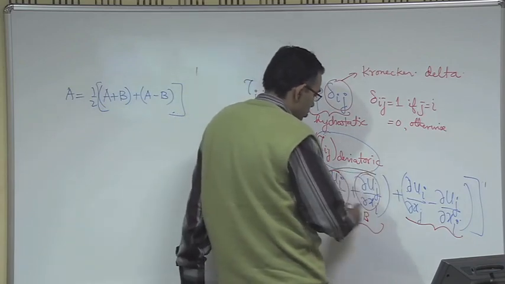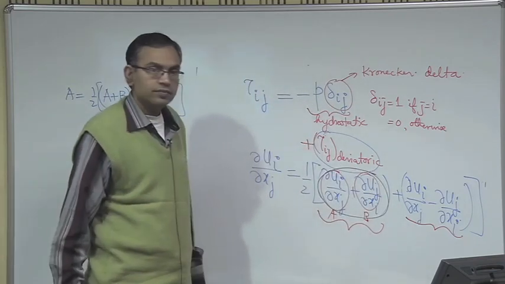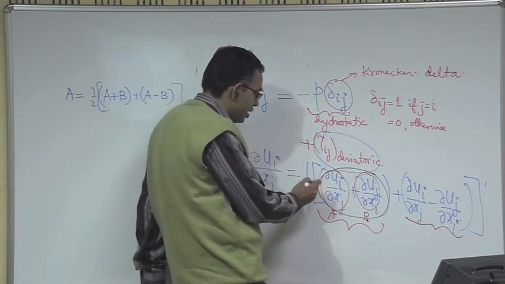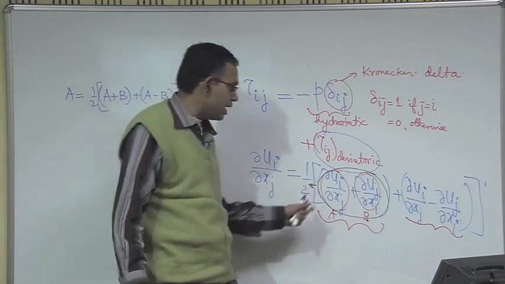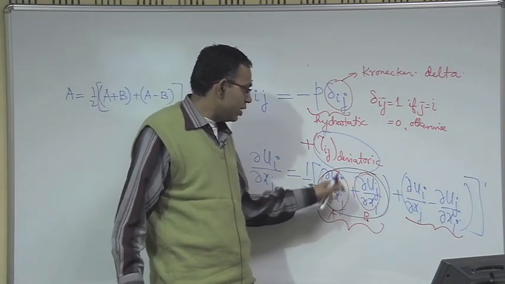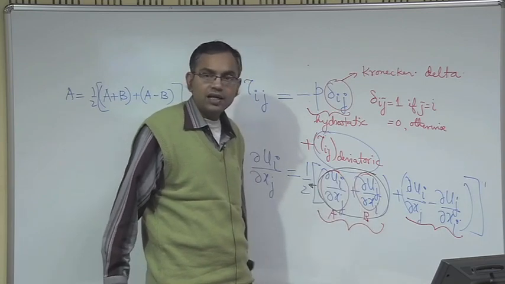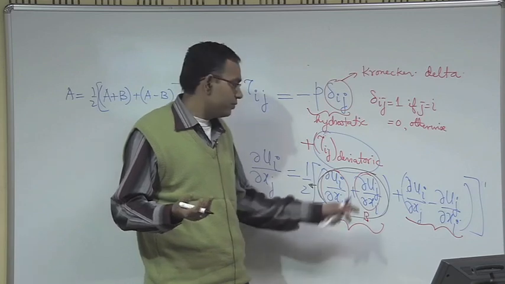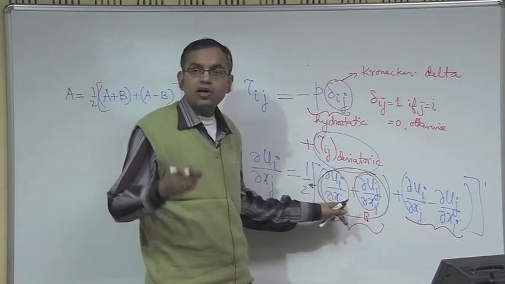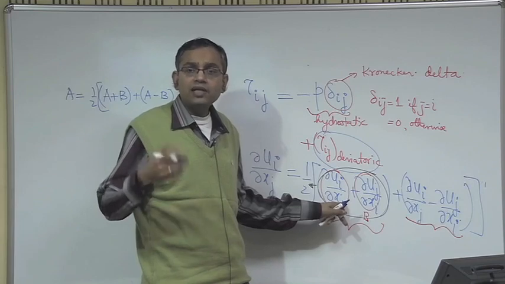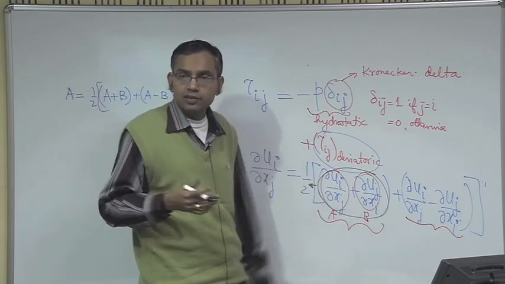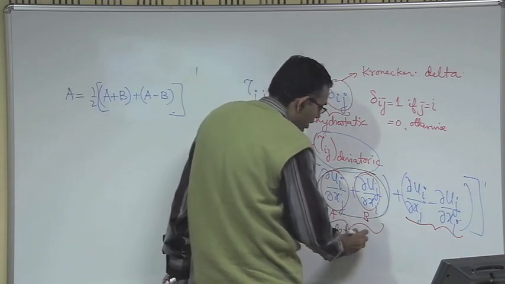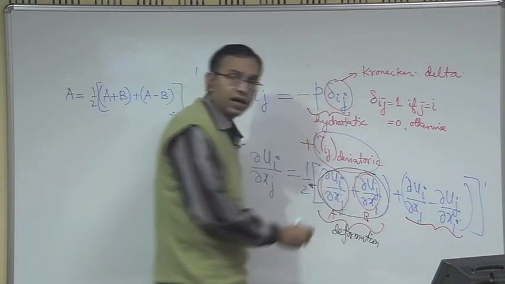So, what does this term relate to? This term with a half, I mean, you forget about the half. This del u i del x j plus del u j del x i is an indicator of the deformation. If i is not equal to j, it talks about angular deformation. If i is equal to j, it talks about linear deformation. So, this is deformation.